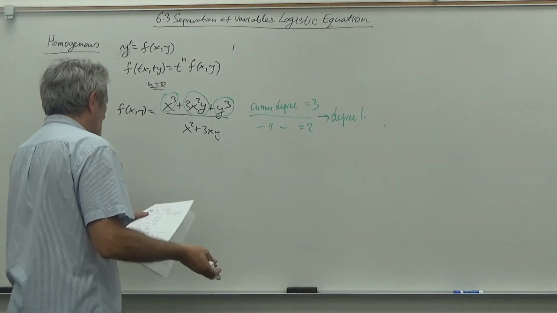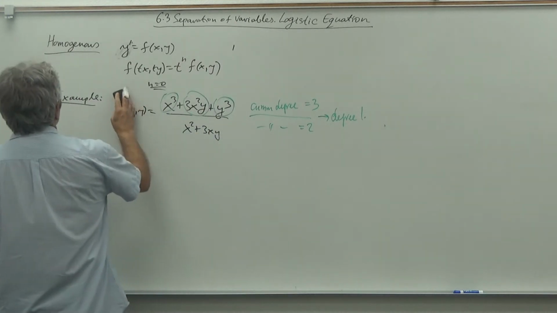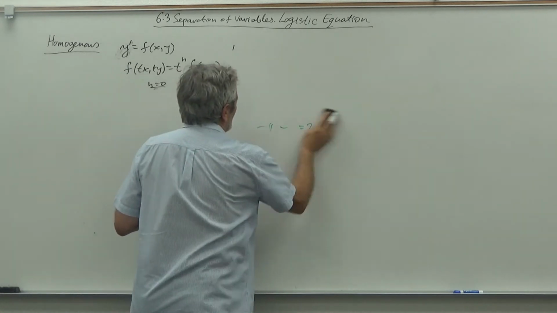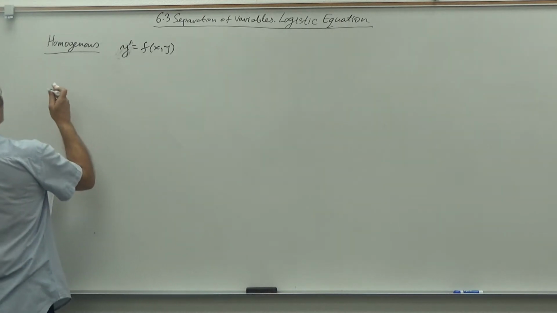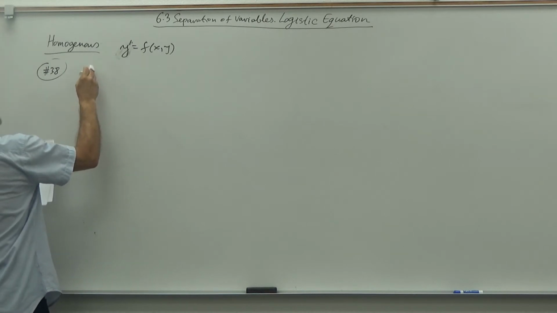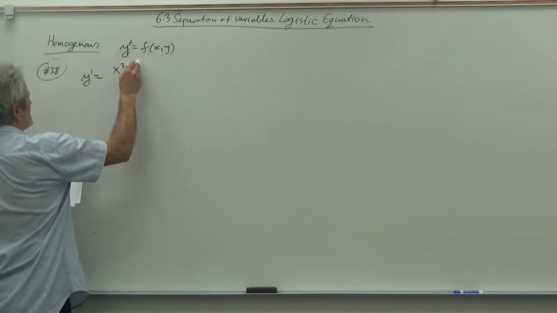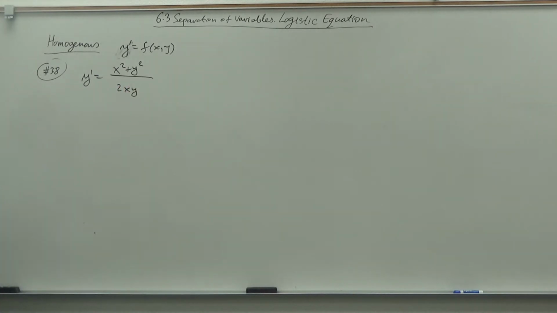So here it is, and let's see how that appears in our calculation. I'll do one homogeneous equation. I'll tell you how to recognize it and what to do. Example number 38: y prime equals x squared plus y squared over 2xy. If you count the degrees, on top every term has degree 2, on the bottom also 2. 2 minus 2 is 0. This is homogeneous with degree 0.